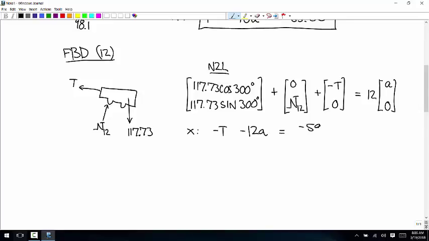Negative 58.86. And that's our second equation. So now we have this system of two equations to solve, and it'll give us the tension and the acceleration.